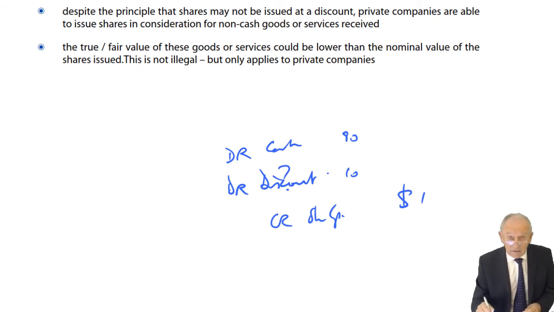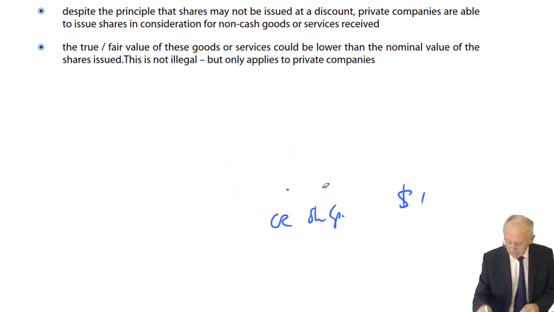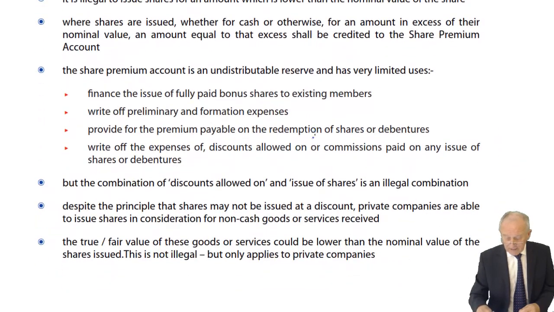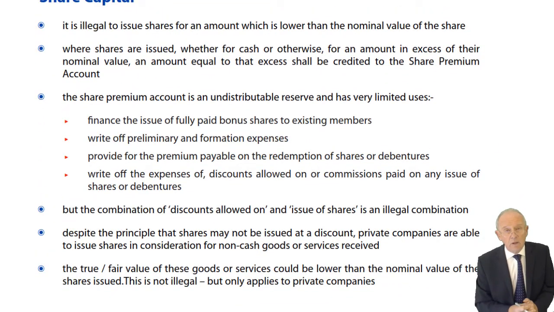Public companies particularly, I'll show you a word or two about private companies in a moment, but public companies are not allowed by law to issue shares at a discount. And if they do, directors are liable to a fine, and the person that's received this share capital, which has been issued at a discount, is liable to make good that shortfall, liable to pay in that extra 10 cents. So it's illegal to issue shares for an amount which is lower than the nominal value of those shares.